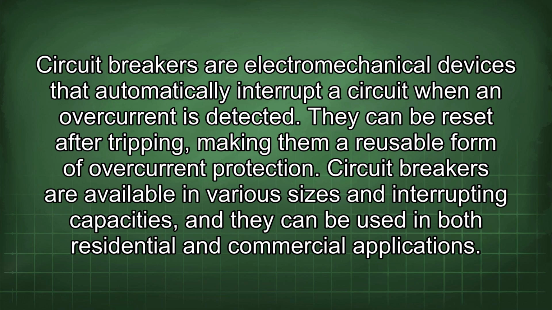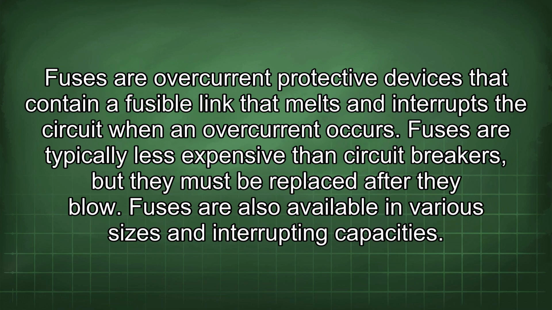Circuit breakers are available in various sizes and interrupting capacities, and they can be used in both residential and commercial applications. Fuses are overcurrent protective devices that contain a fusible link that melts and interrupts the circuit when an overcurrent occurs. Fuses are typically less expensive than circuit breakers, but they must be replaced after they blow. Fuses are also available in various sizes and interrupting capacities.